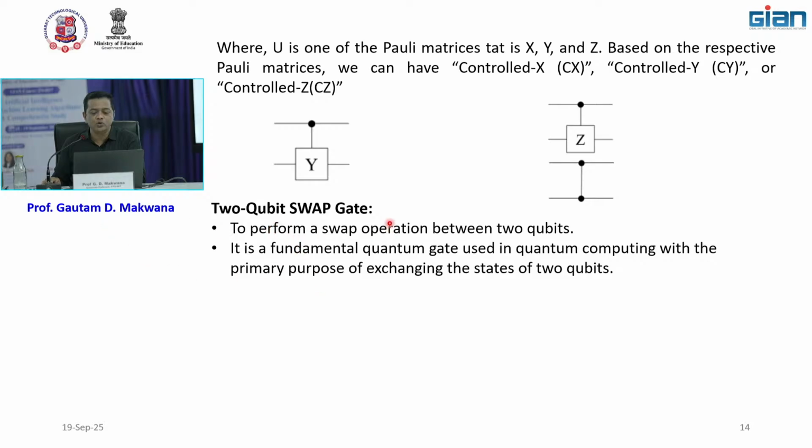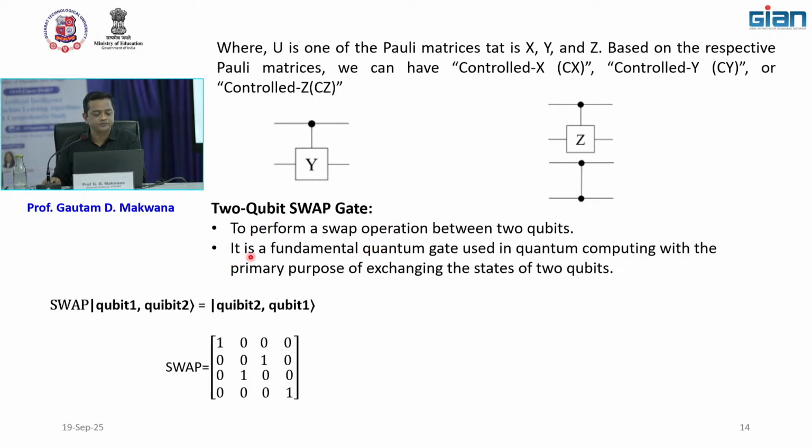Now, in the same way, the 2 qubit swap gate is to perform the swap operation between the 2 qubits. It is a fundamental quantum gate used in quantum computing with the primary purpose of exchanging the state of the qubits. And this is your notation, qubit 1 and qubit 2 swap. After this operation, it is swapping the qubits, and this is the notation, and this is your symbol of the 2 qubit swap gate.